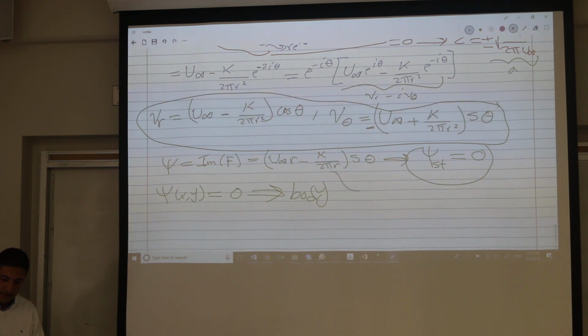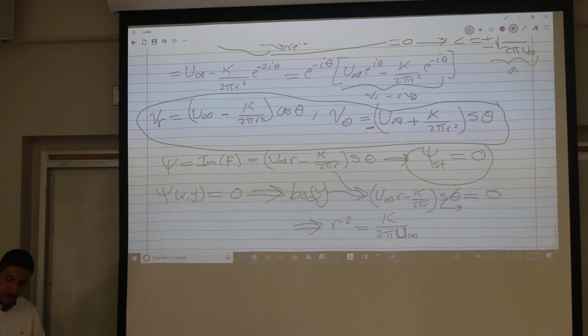So here it is. I'll set this to 0: U infinity r minus k over 2 pi r sine theta is 0 for all x and y's over the body. So this guy you can divide by, and you get immediately that r is constant, r squared is constant, k over 2 pi U.